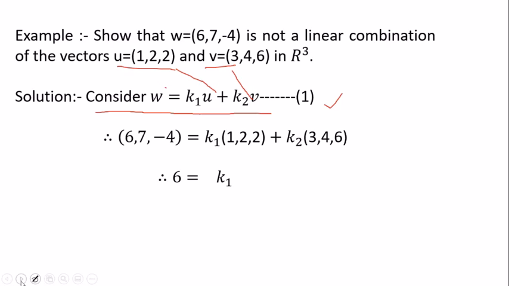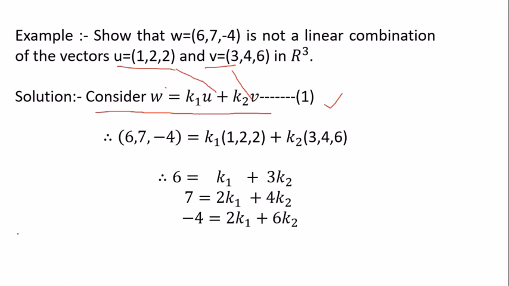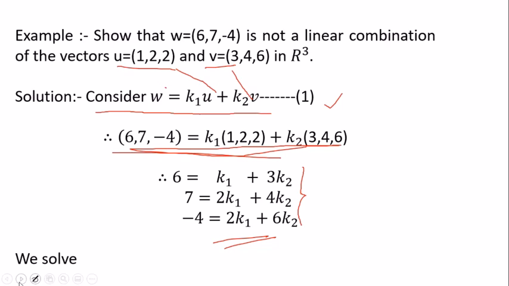Now form the equations similar to the previous problem. So what are the equations? 6 is equal to K1 plus 3K2. The second equation is 7 is equal to 2K1 plus 4K2. And the third is minus 4 equal to 2K1 plus 6K2. We are writing these equations similar to the previous example. We got these three equations. Now we'll try to solve these three equations for K1 and K2 again.